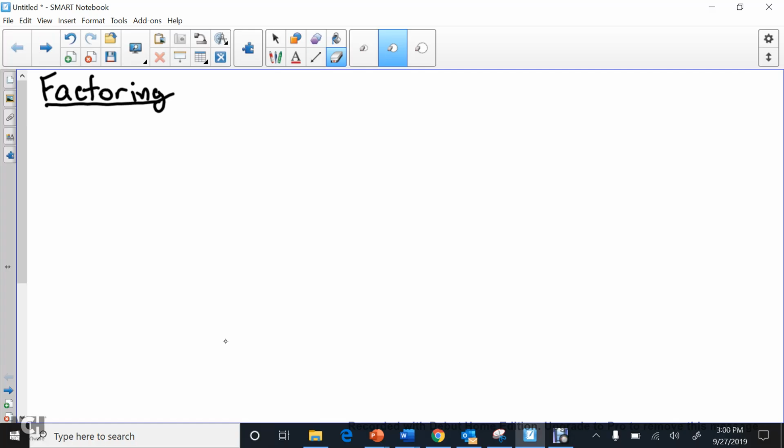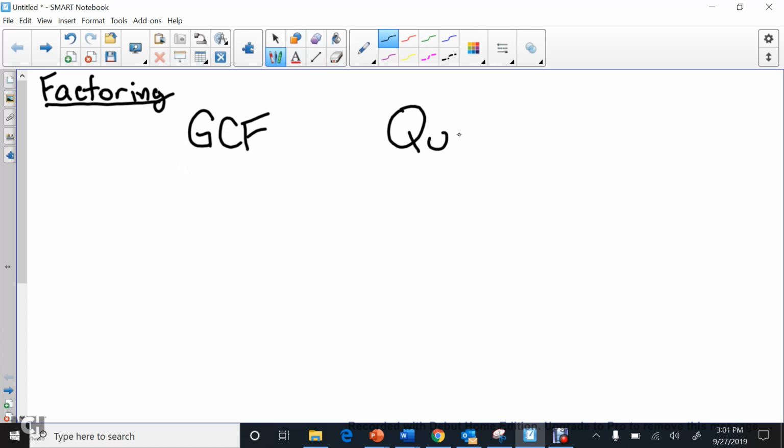So for factoring, there's two types of factoring that we've talked about. One of them is called the greatest common factor. And the other one is quadratic factoring. Sometimes it requires both of these methods to factor a problem. Let's take a look at this one.